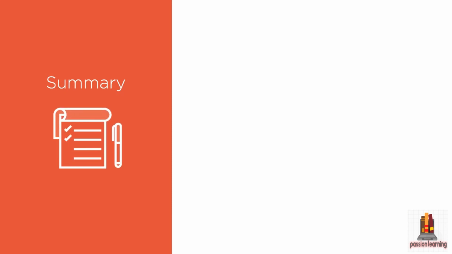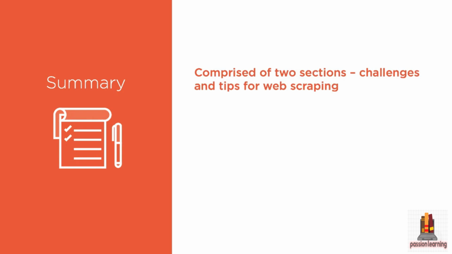With that, we come to the end of this module and this course. This module was comprised mainly of two different parts: challenges faced during and tips for web scraping. We explored 6 different types of challenges, namely lack of bot access, CAPTCHAs, frequent structural changes, getting blocked or banned, dynamic content, and questionable data quality.